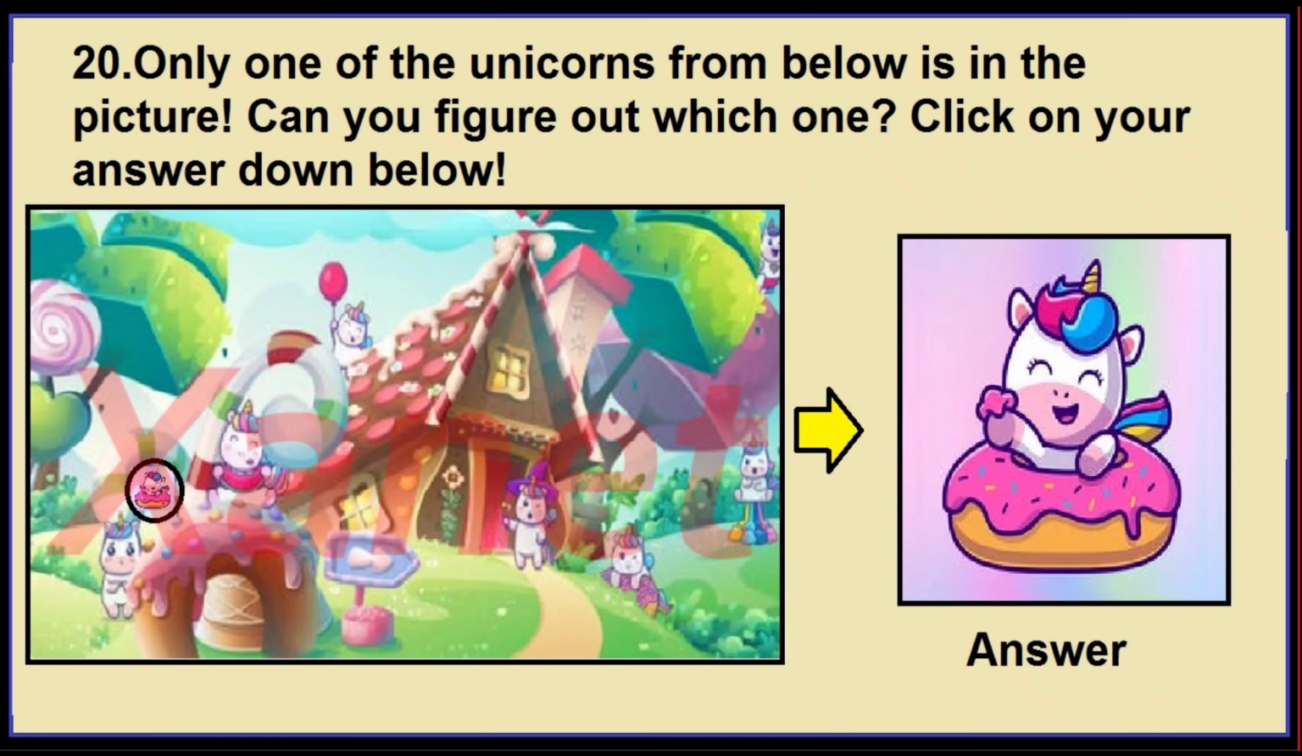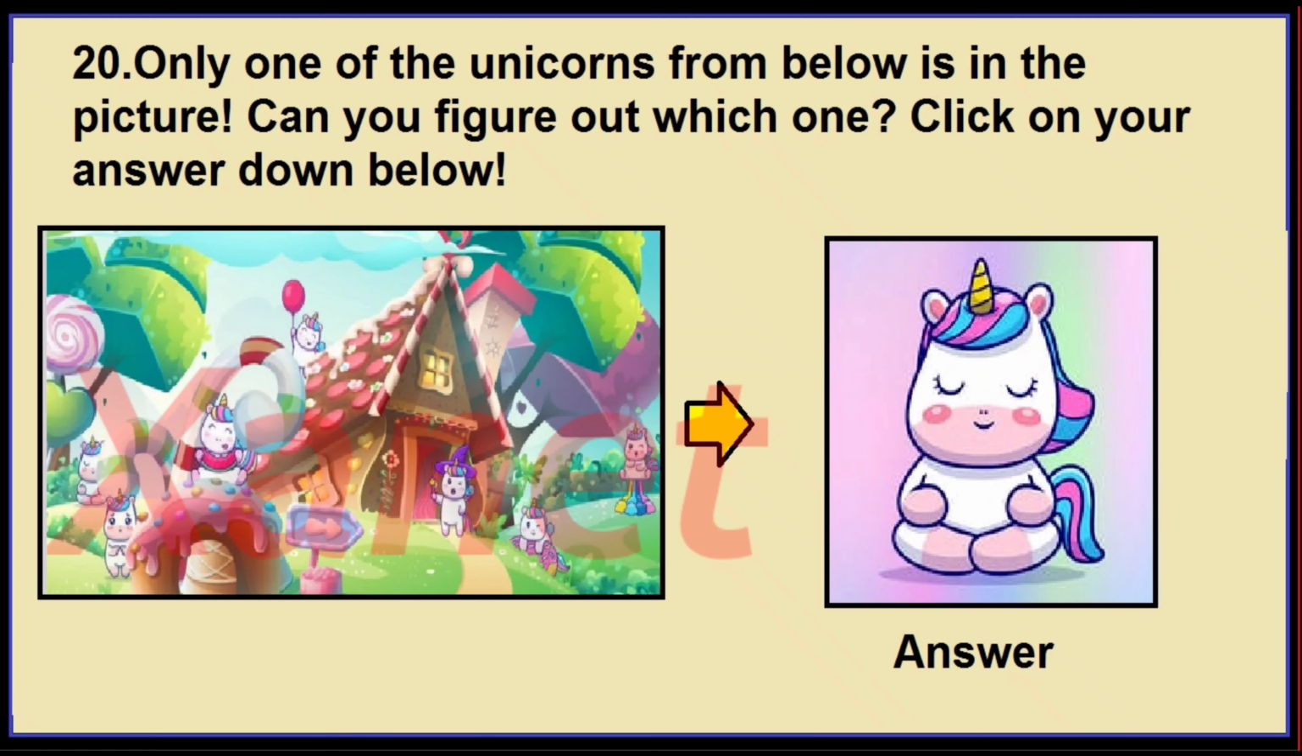Now in version 4 of this question, this unicorn is in the same position as in version 1 and version 2, so I have clicked this as the correct one. So you need to see this position specifically. Now in version 5 of this question, you can see this unicorn which is doing meditation is in the same position that I have circled in the previous one. So I have clicked this as the correct one.